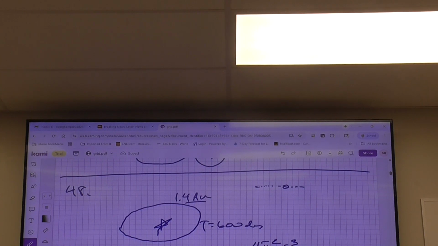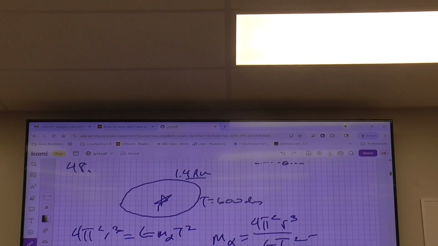You're asked to find it as a ratio. So this is going to be planet HD whatever. That's going to be the radius of HD and the period of HD. Now, we're going to do the same thing for the mass of our sun, 4 pi squared. Now, which planet do you want to pick?